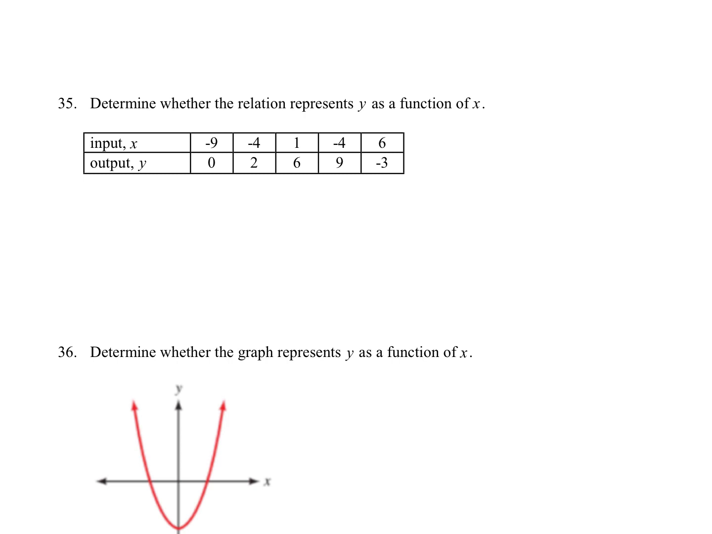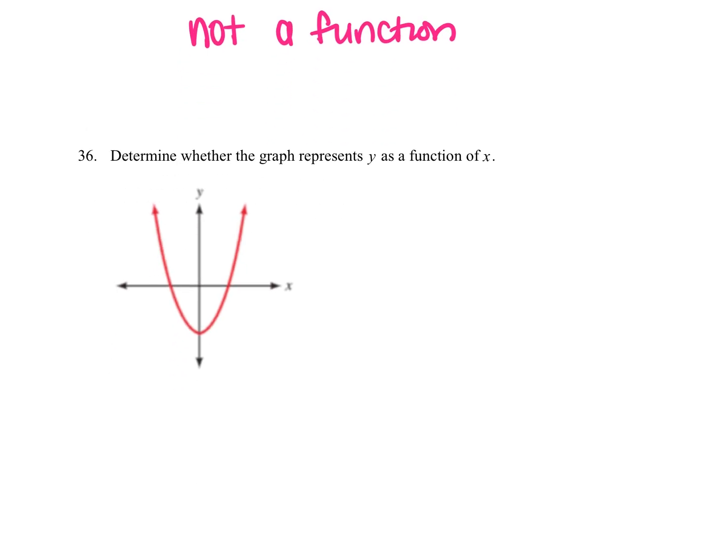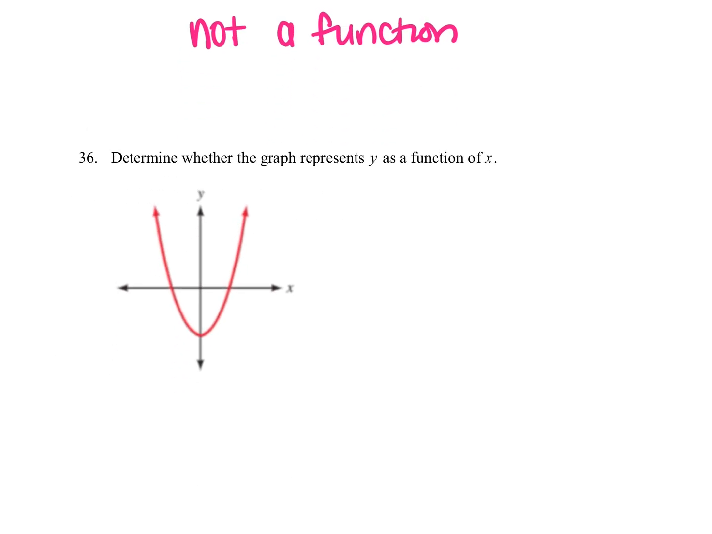For 35, we're determining whether the relationship represents y as a function of x. If that's the case, your x values do not repeat themselves, but this one has your negative 4 repeating, so this one is not a function. For number 36, you're determining whether the graph represents a function. Remember, if you draw a vertical line anywhere through that line that's given to you on the coordinate plane, and it crosses through that line more than once, then it's not a function. This one only crosses once, so this one is a function.